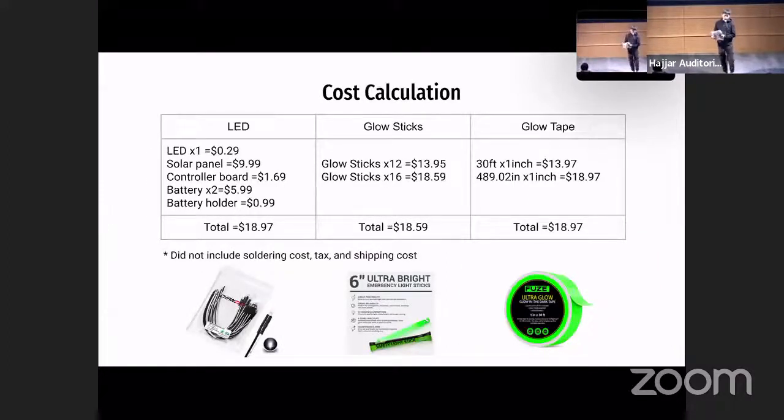So for the cost calculation, it's on the screen. I tried to make them as similar as possible for cost. It did not include build cost, tax, or shipping. And there was about a 45-cent difference because I can't cut glow sticks in half and make them function.